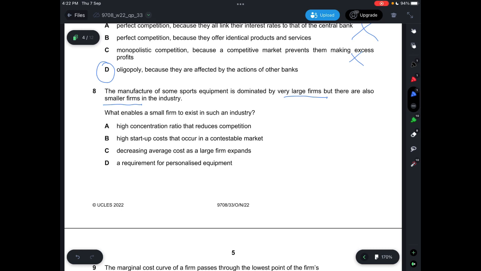So there are smaller firms in the industry, and there is no way they are staying because of economies of scale. Economies of scale is when you increase your scale of production and lower your costs. In this case, it is no. Let's look at the options. A says high concentration ratio that reduces competition, which is not correct. B says high startup costs that occur in a contestable market. If there are high startup costs, then normally small firms won't come in because they won't be able to earn a profit. And C, decreasing average cost as a large firm expands, small firms will be at a disadvantage. So it is supposed to be D, a requirement for personalized equipment. So the answer is D.